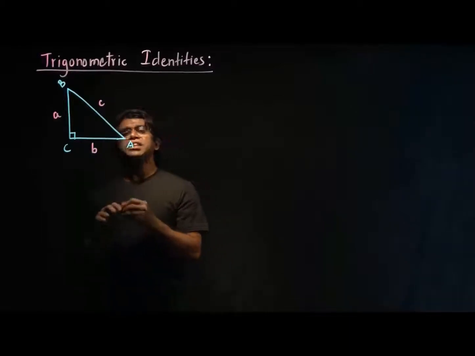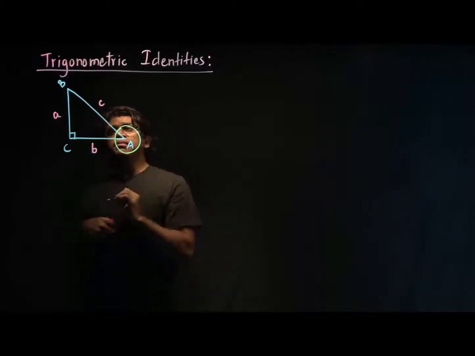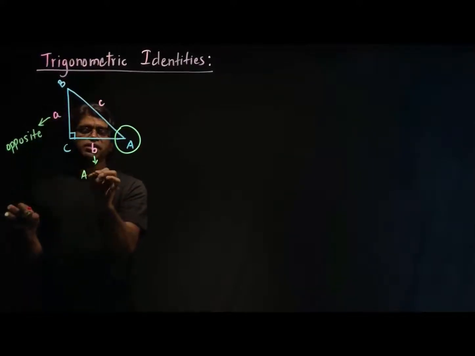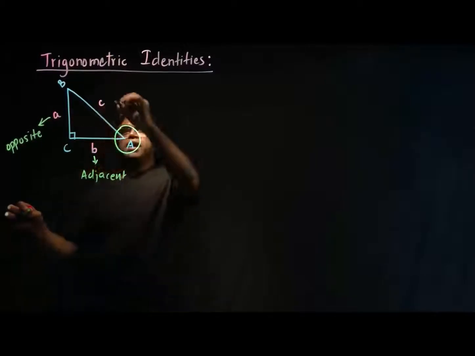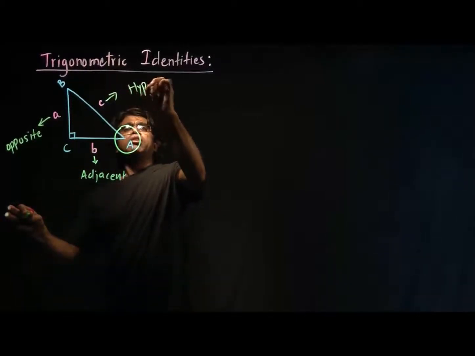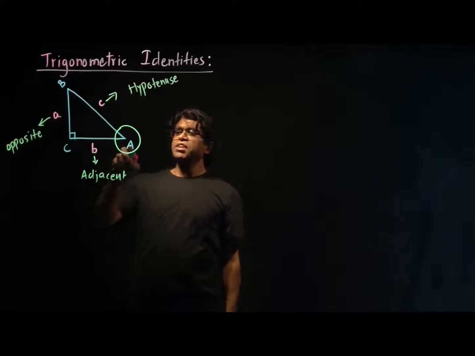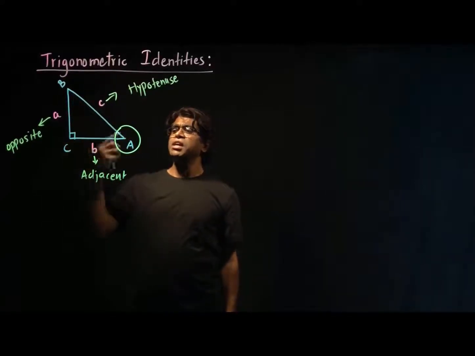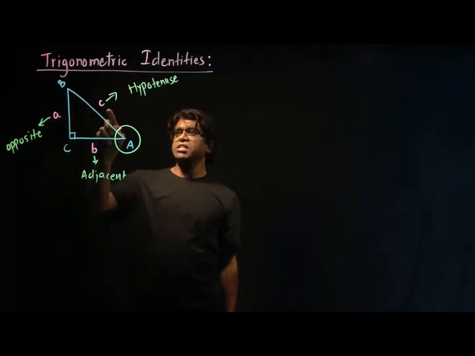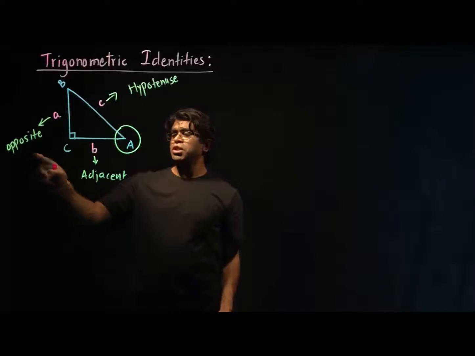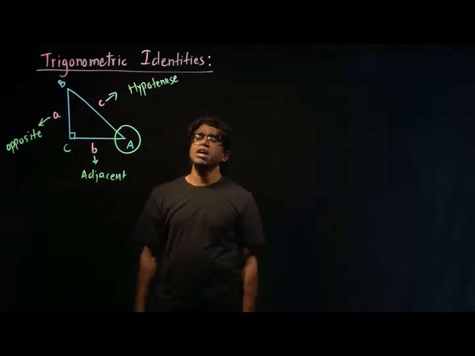Now, if I consider A as my reference angle, then this will be my what? Opposite. This will be my adjacent. And this will be my what? Hypotenuse. Right? So we are considering a right triangle ABC, right angle at C, the side opposite to A is a, opposite to B is b, and opposite to vertex C is c. And of course, I'm taking A as my reference angle. So this will be my opposite, this will be my adjacent, and this will be my hypotenuse.